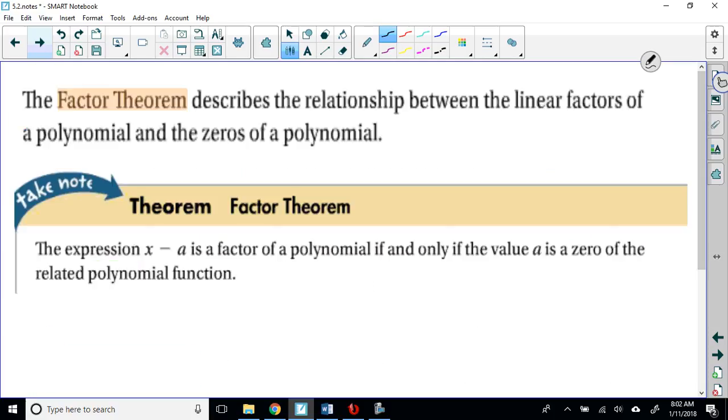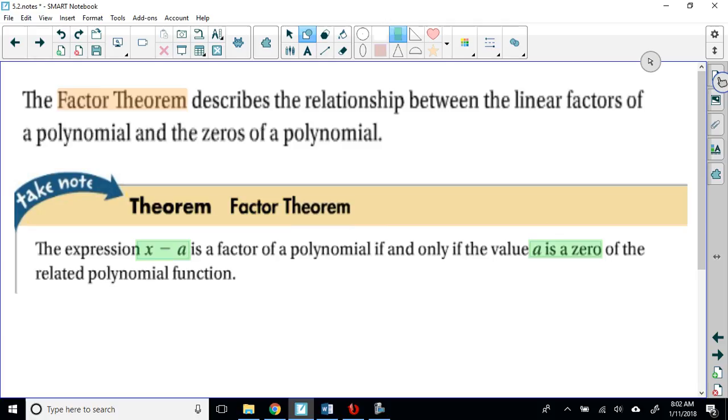All right, factor theorem. This says the same thing we said a minute ago. So I'm not going to ask you to rewrite it, but it's very important that you know. They're saying x minus a is a factor of a polynomial if and only if a is a 0 of the related polynomial function. So just understand that relationship.